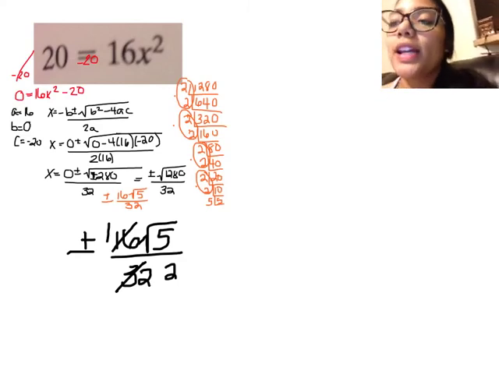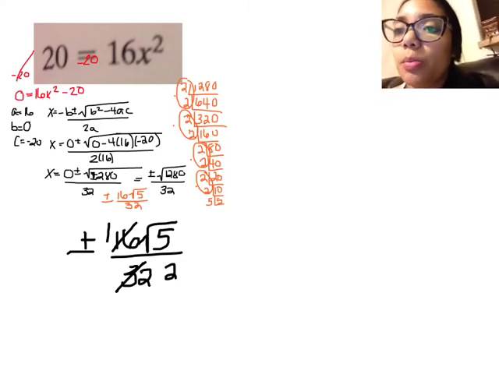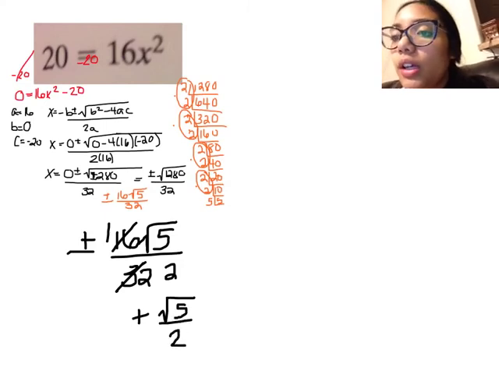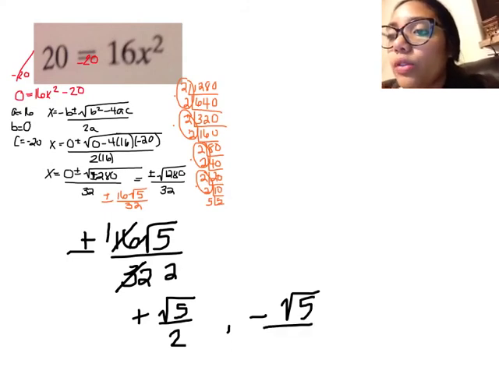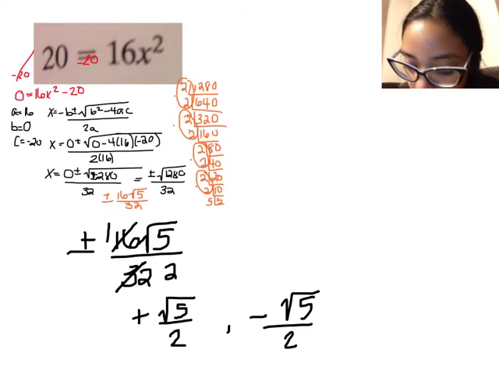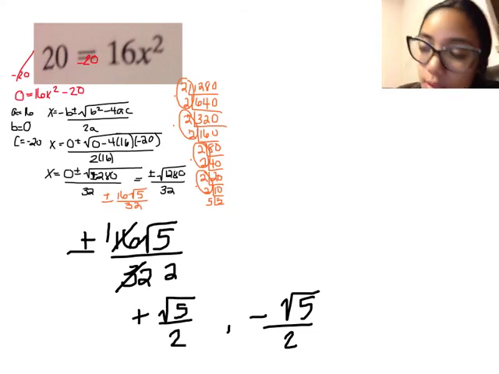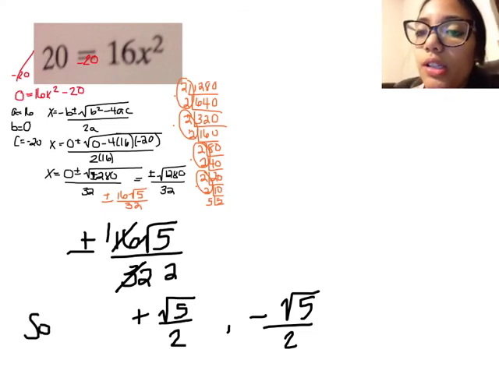Okay, good. Sorry, I need to make sure I was doing the right thing. So plus the square root of 5 over 2, and this negative square root of 5 over 2. You don't need that plus sign obviously, but this will be my solution set.